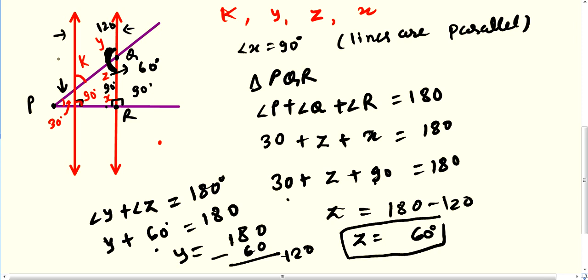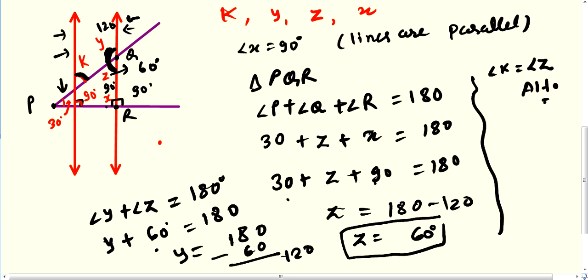Here now these two lines are parallel, that means these two angles are alternate. So angle K will be equal to angle Z. The reason is alternate angles. Clear? If Z is 60 degrees, that means K is also 60 degrees. Clear? Now we have calculated here K, Y, Z, X. Everything we have calculated. So this is your required answer.